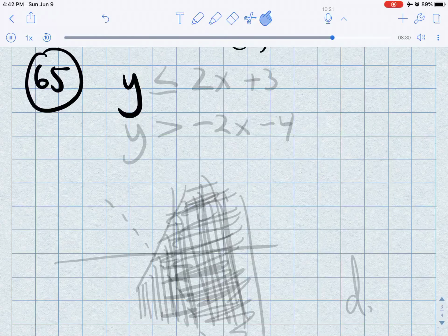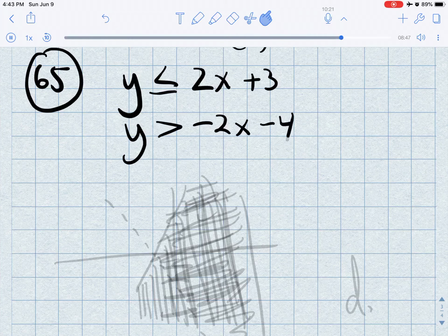65. y must be less than or equal to 2x plus 3. The other one is y must be greater than negative 2x minus 4. In the first equation, we have a linear with a y-intercept up 3 units, and the slope is increasing by 2. So we have something like that. And it says y must be less than all of that line, right? Everything less than.